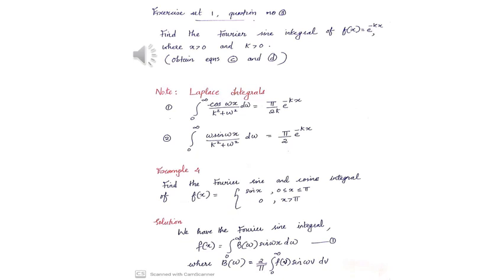Now coming to example 4. Find the Fourier sine and cosine integral of f of x is equal to sine x for x less than or equal to pi, and 0 for x greater than pi. Here we have to find out both the sine integral and the cosine integral representations. Now beginning with the sine integral, we have f of x is equal to integral 0 to infinity b of omega sine omega x d omega, where b of omega is equal to 2 by pi integral 0 to infinity f of v sine omega v dv.